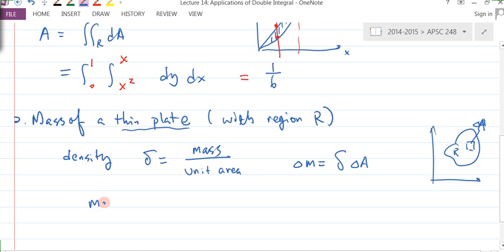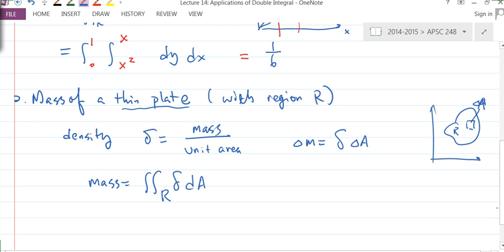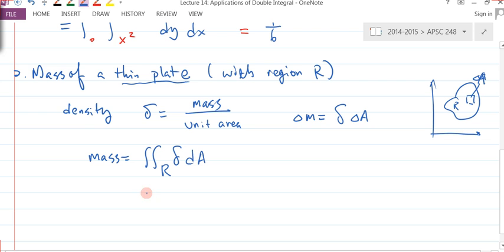So basically the total mass, when you add them up, essentially gives you a double integral of delta dA. The only difference between this formula and the previous one is you get an extra function delta here. But there's no difference from my previous one, double integral over R of f of x, y dA, right? So you see, this is no different. This delta here is that function f of x, y we have been writing all the time.